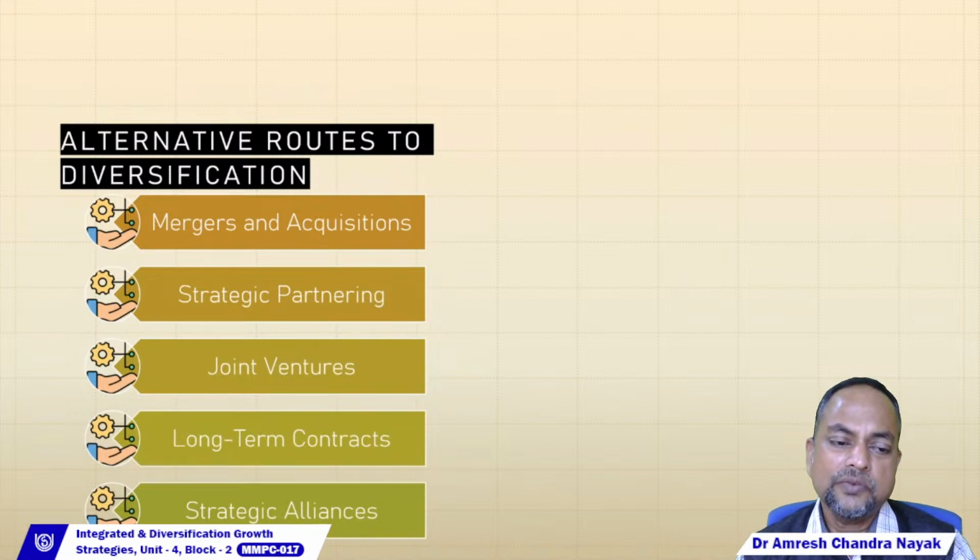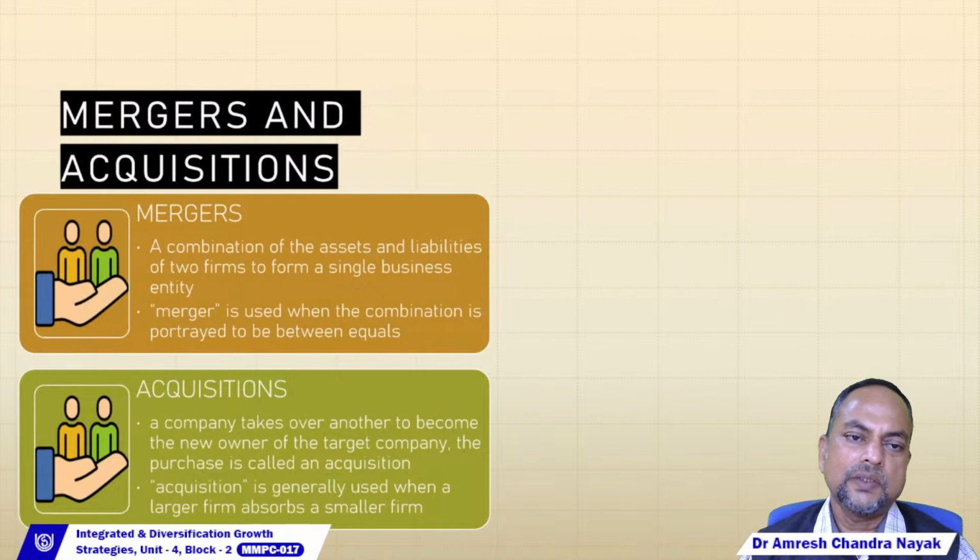And last, we talk of strategic alliances. We will discuss this tomorrow, in the next class in module 2, unit 5. But you have to understand that strategic alliances are very short-term strategies, highly specific, narrow in their core objective, applicable only for a short-term period of time. So these are the different routes for diversification itself. Now let us talk of mergers and acquisitions in detail, right?